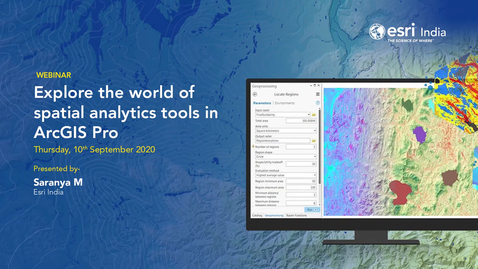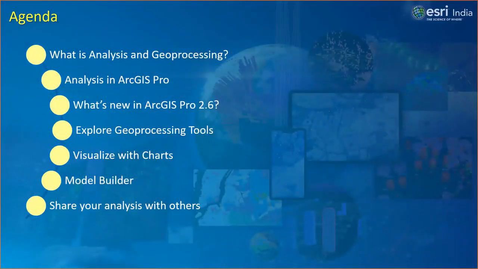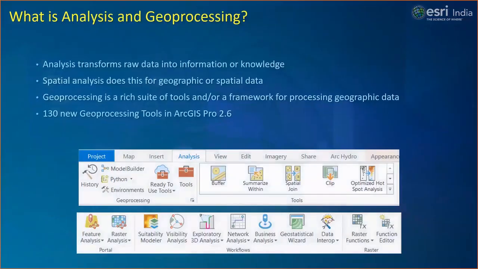So we will start with a little bit of overview about what is analysis and geoprocessing, and what are all the new tools we have with our new release, which is ArcGIS Pro 2.6. We will explore a few new tools and we will see how we can leverage charts and model builders to automate your analysis and gain insights into our analysis. Finally, we will also see how we can share your analysis with others. So let's begin with analysis.